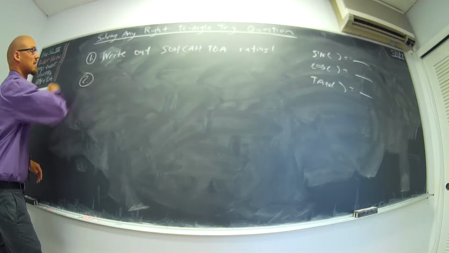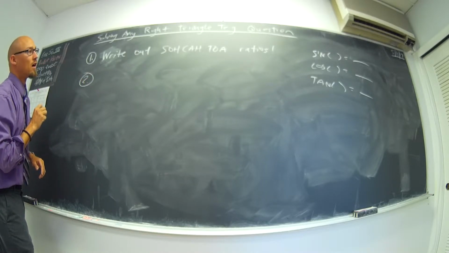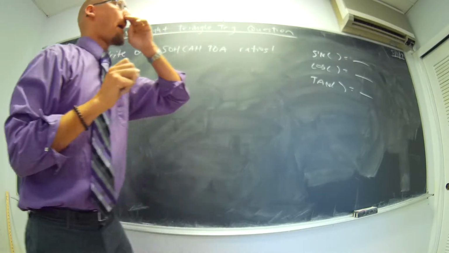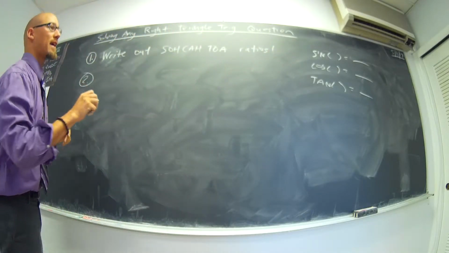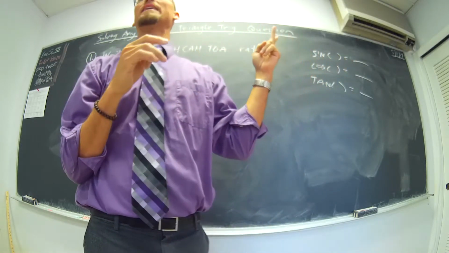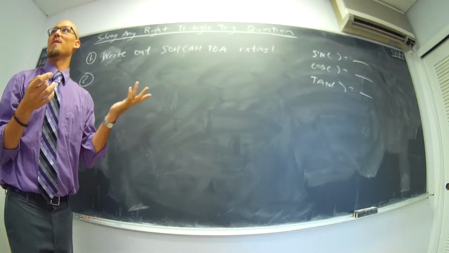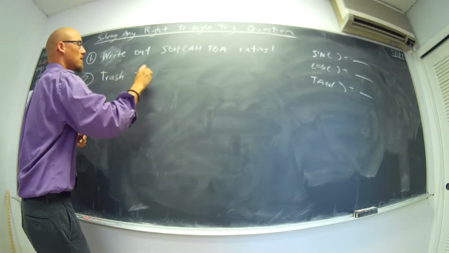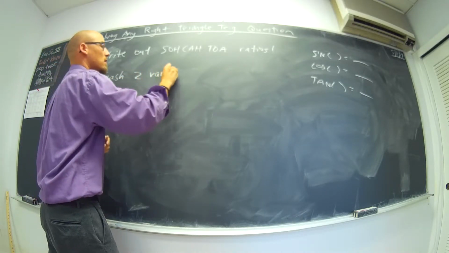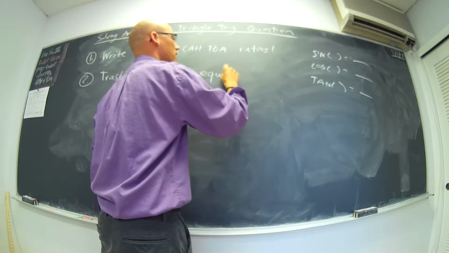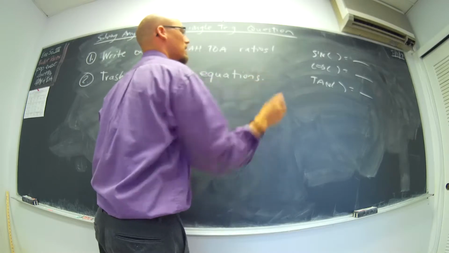Write it. And then step two, you're going to take any of these equations that you write out. If it has two variables, you can't solve it. So step two is trash the two variable equations. Just trash them. Can't use them. Or you can recycle. It's more draining.